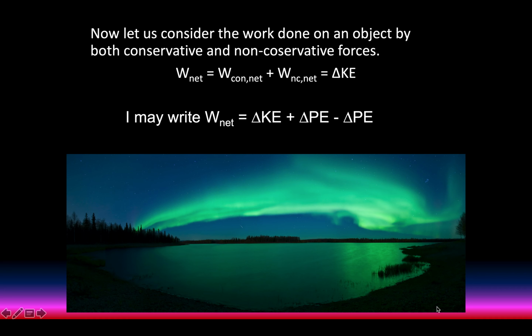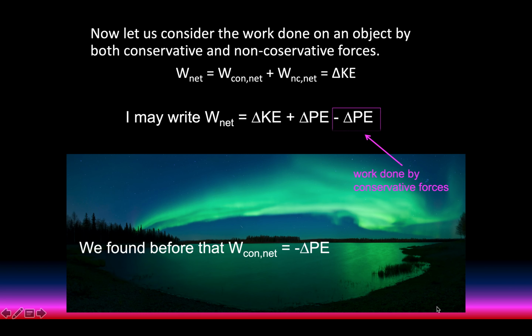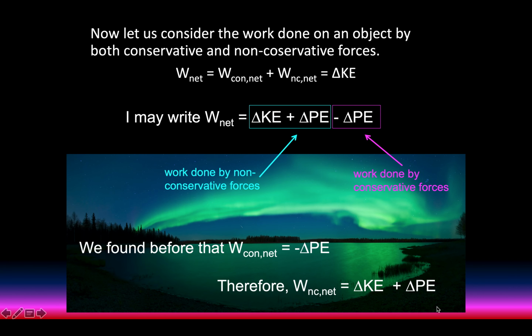Now, what is the motivation for actually writing the work kinetic energy theorem in this form? In the previous slide, we found that the total work done by all the conservative forces acting on an object is equal to the negative change in an object's potential energy. So if I look at the work kinetic energy theorem written in this form, I recognize that this term is going to be the work done by all the conservative forces acting on an object. If this term is the work done by all the conservative forces, then whatever's left over, this term must be the work done by all the non-conservative forces that are acting on an object.